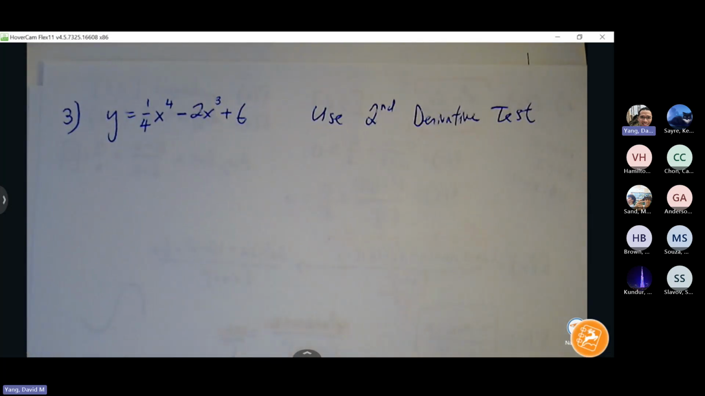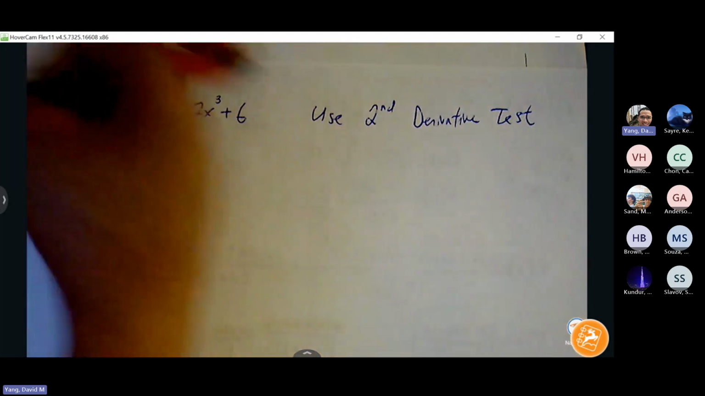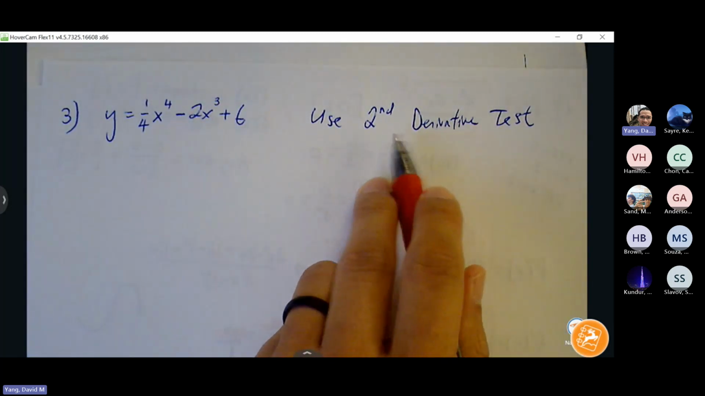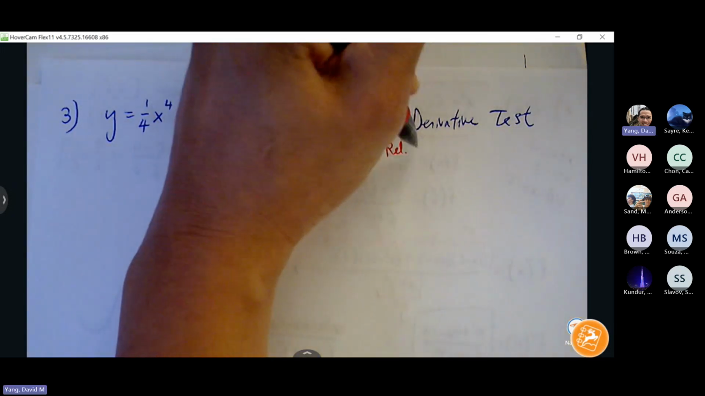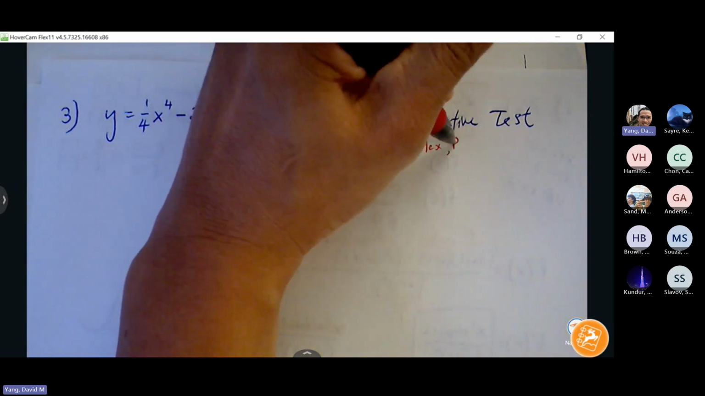Okay, number 3, use second derivative test. So remember, second derivative test, this is not a test for concavity. This is not going to find concave up, concave down, point of inflection. This is an alternate way of finding relative max and relative min.